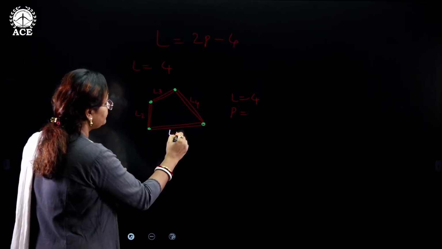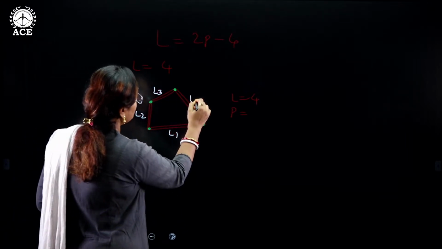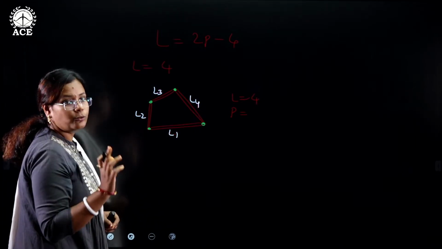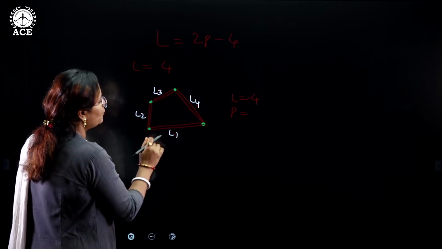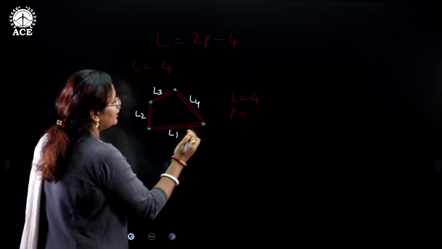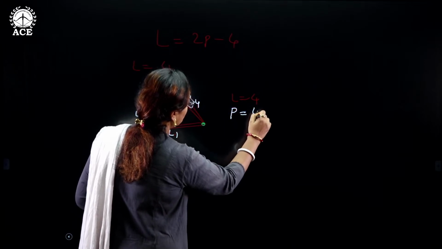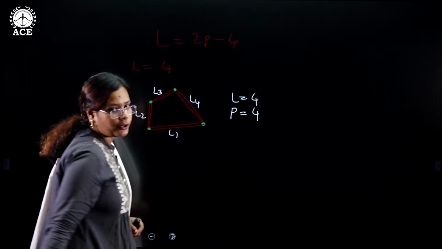So L1, L2, L3, L4. L1, L2 form one pair, L2, L3 another pair, L3, L4 one pair, L4 and L1 again another pair. So the number of pairs is equal to how much? 4 again. L is equal to 4, P is equal to 4.